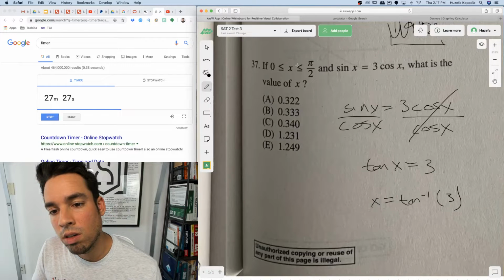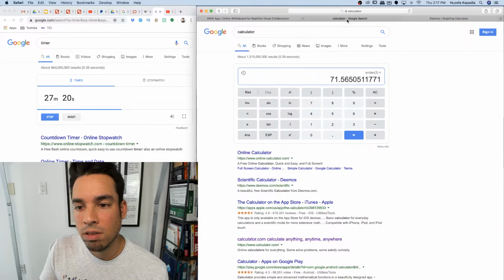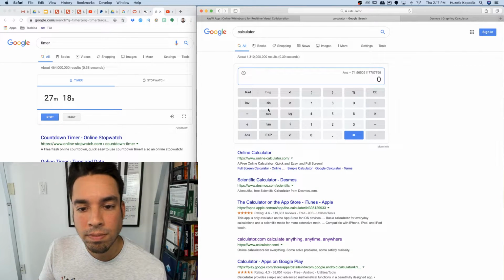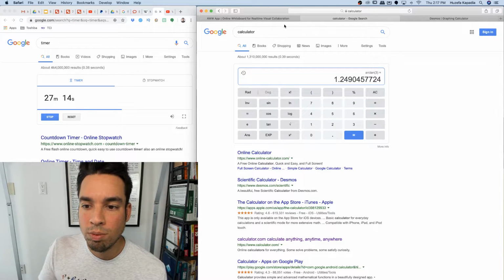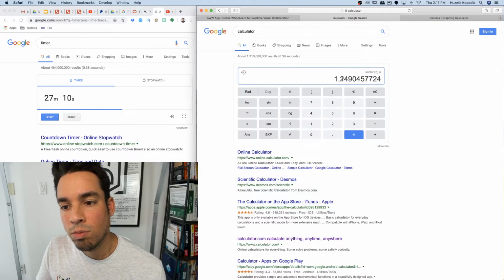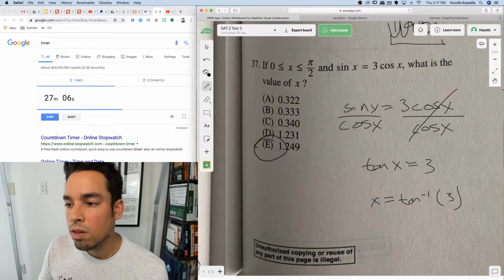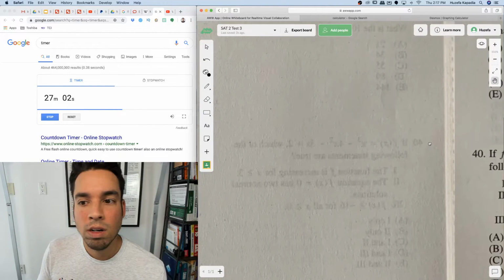71. Okay, they obviously did this. Oh, it's in radians, so that's not a mistake. Arctan of 3. 1.25. Wait, 1.249. Let's keep going. All right, we're doing pretty good time-wise.